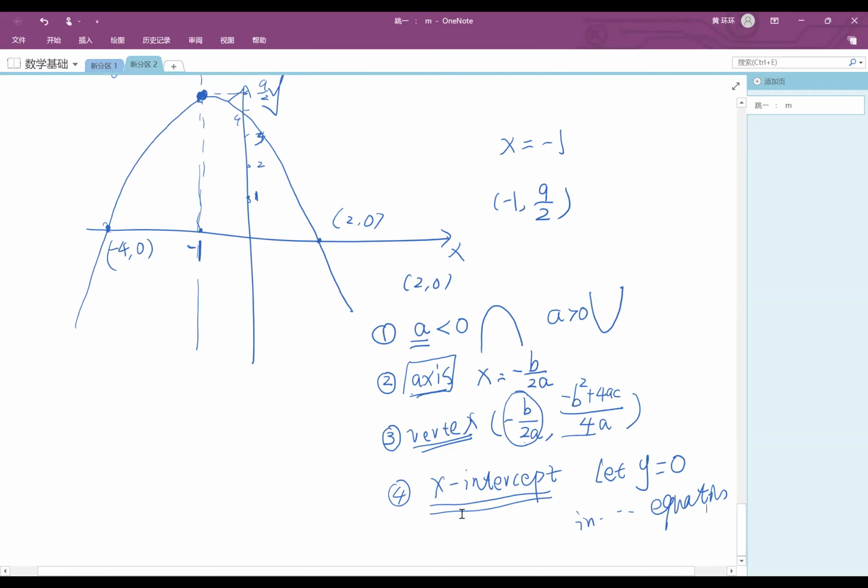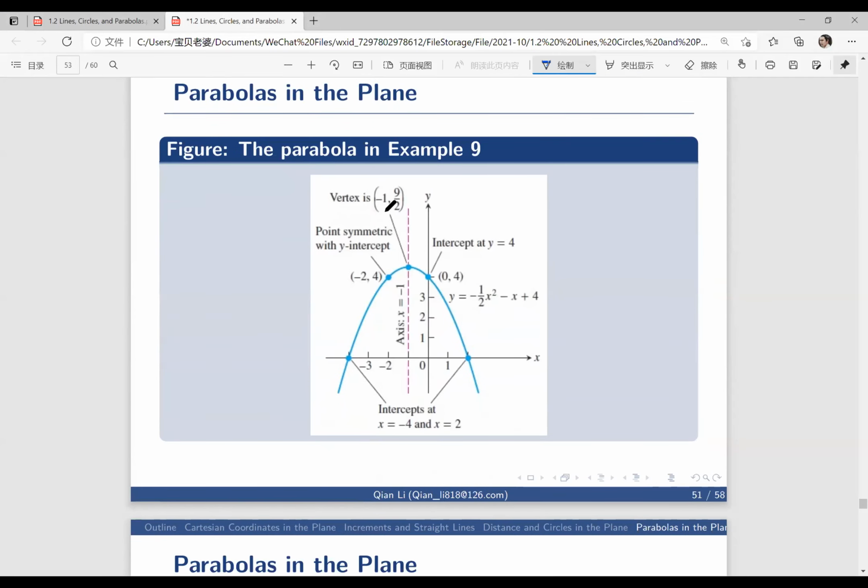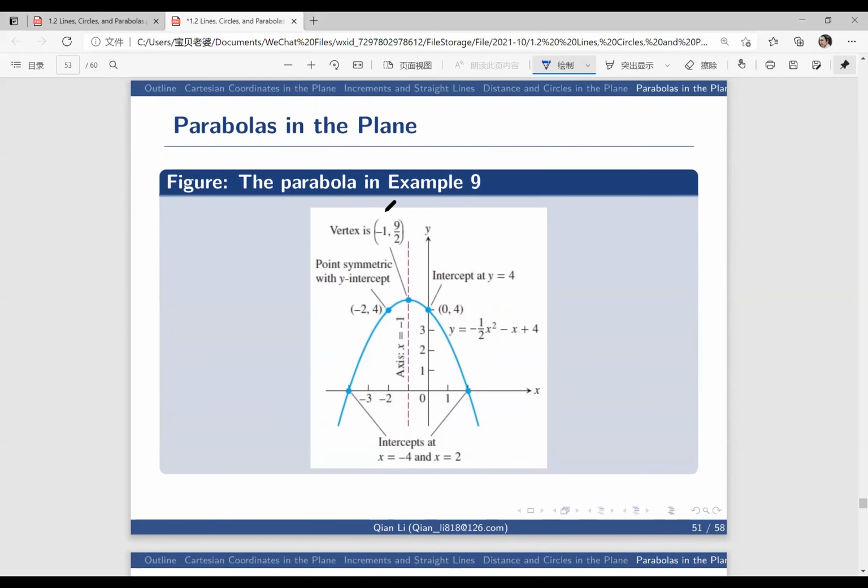And then following, we can see this is a graph for this parabola. This is the vertex, this is the axis of symmetry, and this is the x-intercept, meaning where the parabola intersects the x-axis. This is the downward parabola, and this is the graph for this parabola.